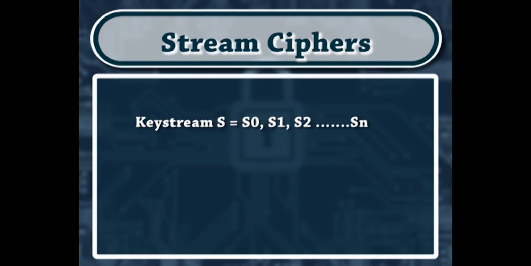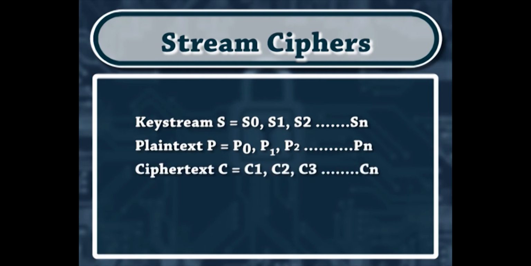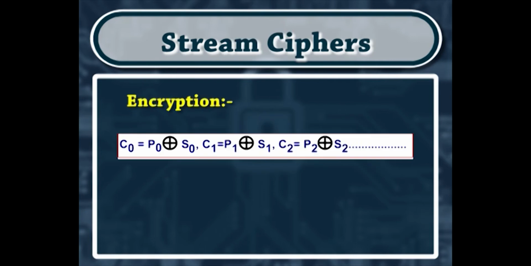Now, given a key stream S = S0, S1, S2, up to Sn, and plaintext P = P0, P1, P2, up to Pn, we generate the ciphertext C = C0, C1, C2, up to Cn by XORing the corresponding bits. As you can observe in the figure, C0 = P0 XOR S0, C1 = P1 XOR S1, C2 = P2 XOR S2, and so on.